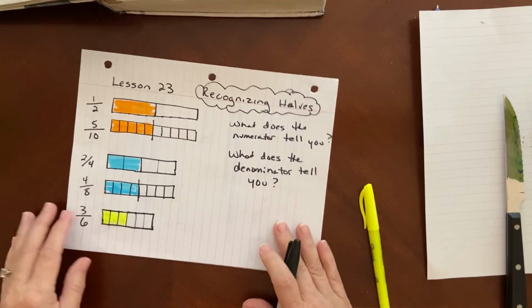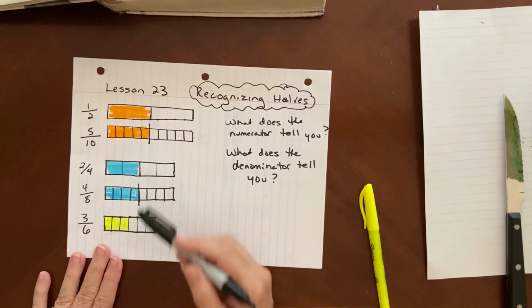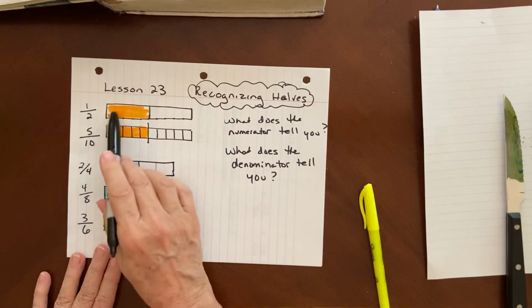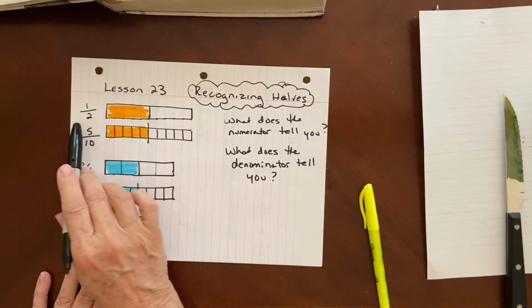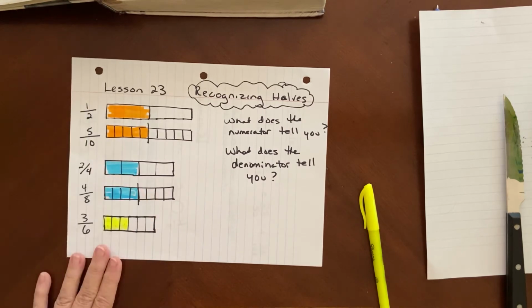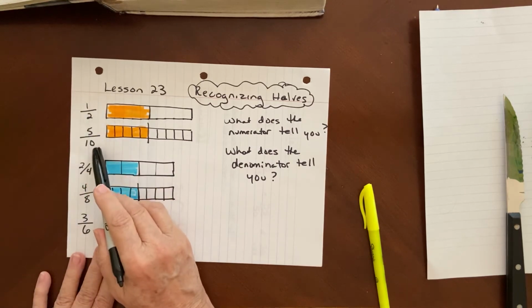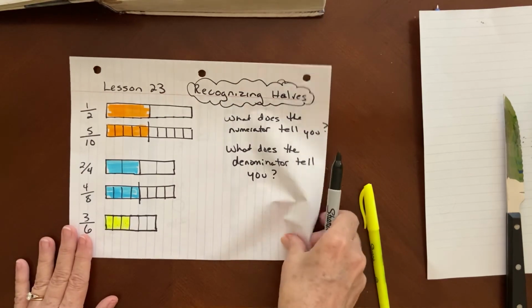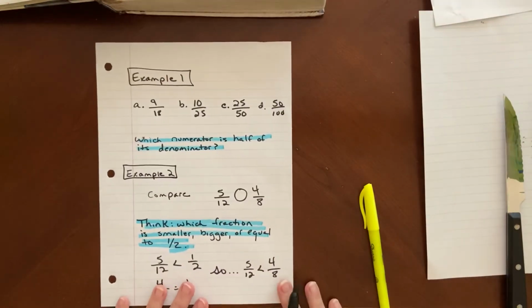All right, so what do you notice about the numerator and the denominator besides I have 2 pieces and I'm taking 1 of them? 1 is half of 2. 5 is half of 10. 2 is half of 4. 4 is half of 8. 3 is half of 6. Huh, okay. There's a lot when we're dealing with halves.